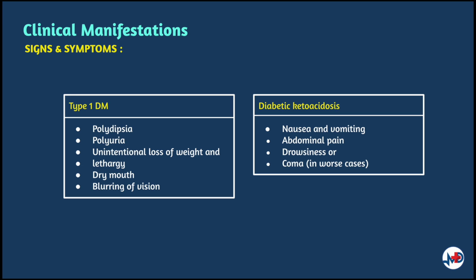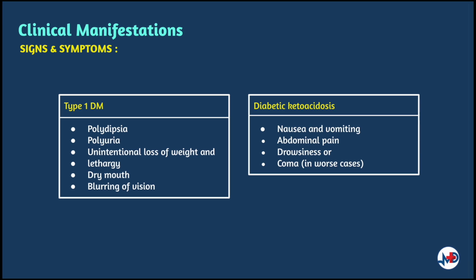Patients would complain of polydipsia, polyuria, unintentional loss of weight, lethargy, dry mouth, or blurring of vision. It is a challenge to identify these symptoms in younger children as they are unable to communicate their thirst nor able to quantify their toilet trips. Commonly, patients may complain of symptoms of diabetic ketoacidosis, which is a common complication in type 1 DM, where their symptoms are nausea and vomiting, abdominal pain, drowsiness, or coma.